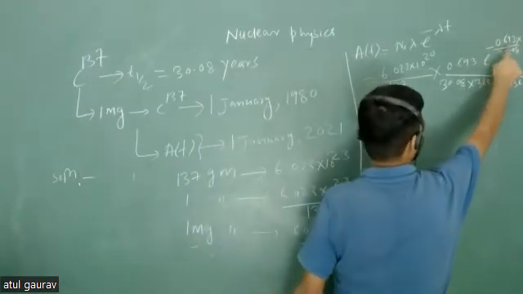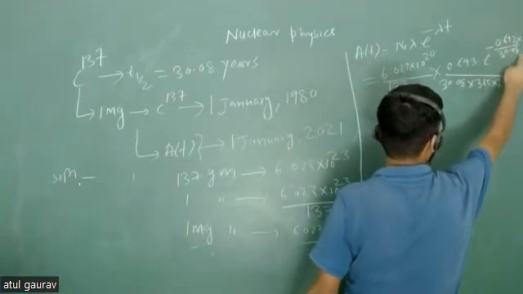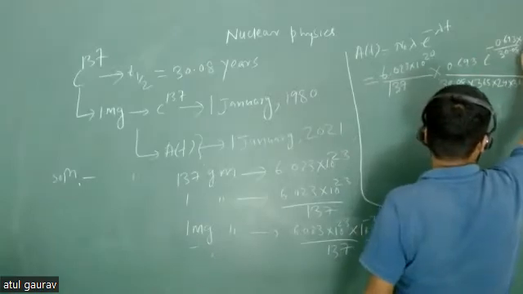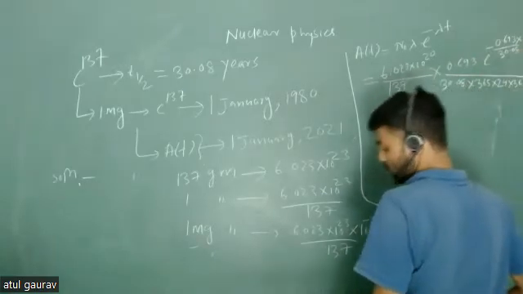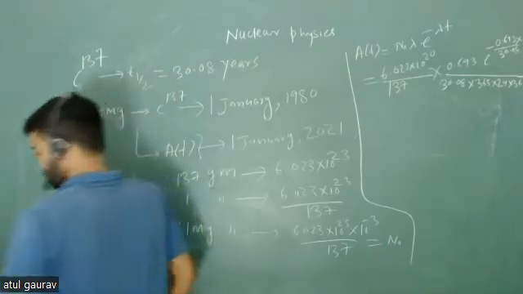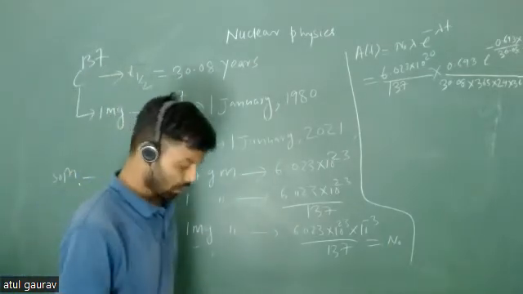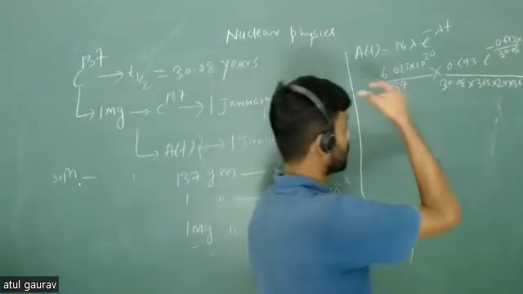देखो यहाँ पे आपका 0.693 by 30.08 ये क्या था? years में था. तो ये जो टाइम है आपको years में लिखना पड़ेगा, तभी ये years कैंसिल हो जाएगा, है ना? Please keep in mind. So whenever you are writing the dimension, exponential or sine cosine, that dimension should be dimensionless.